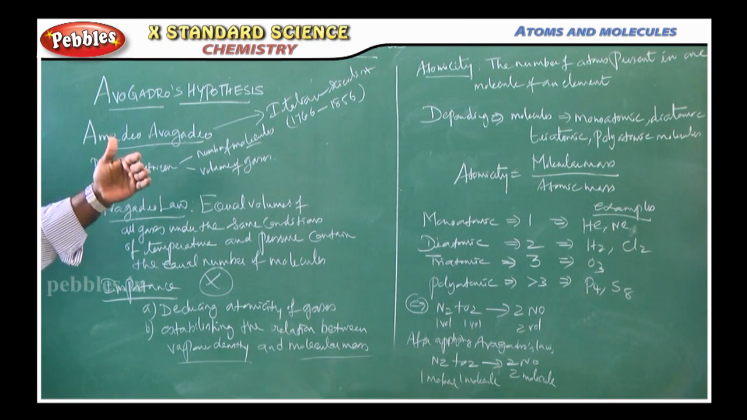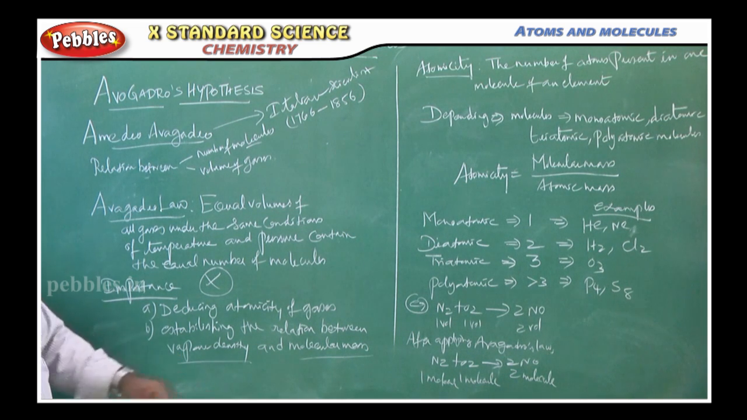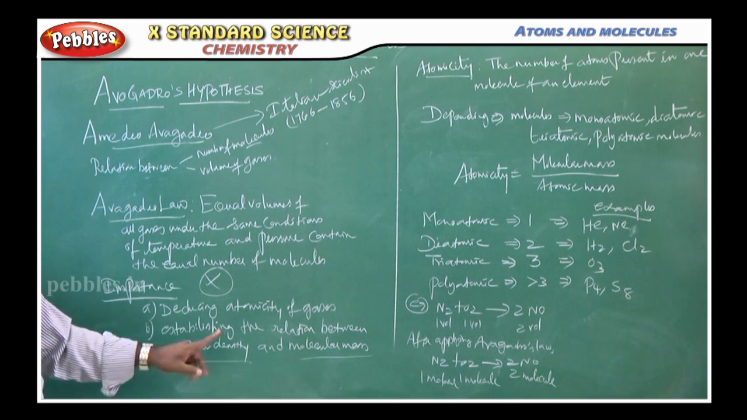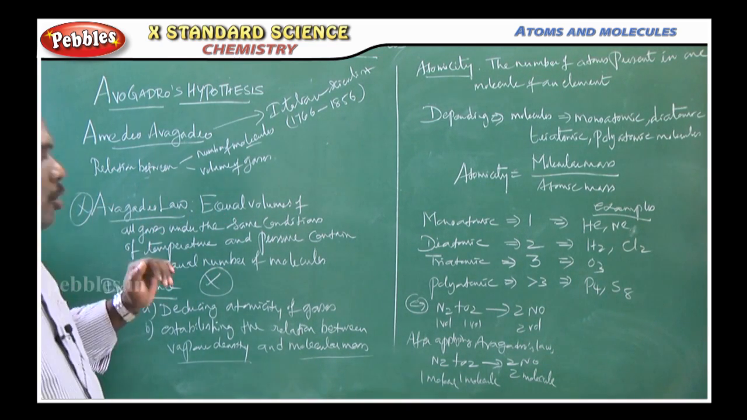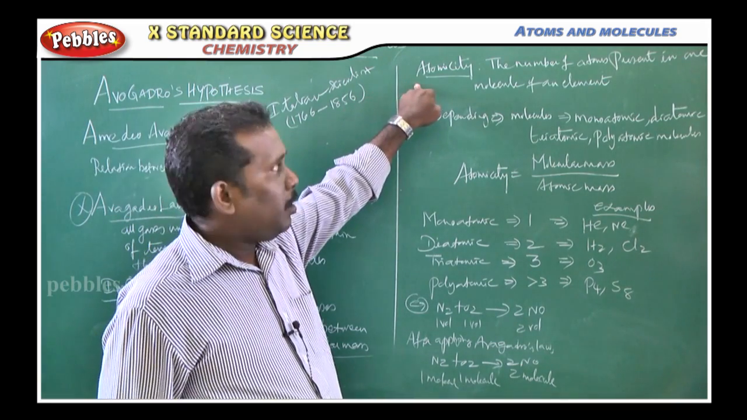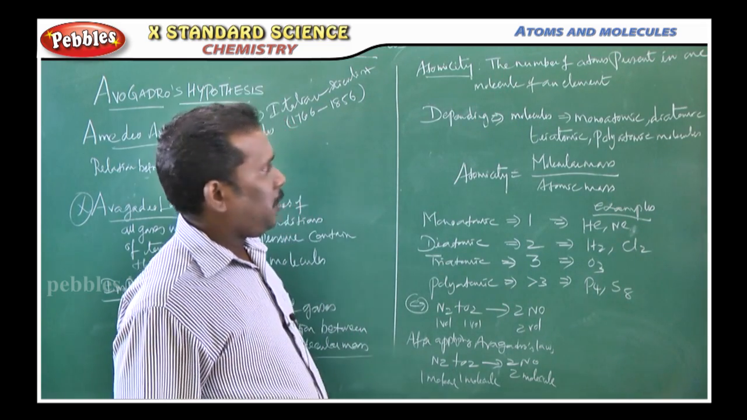Next we are going to discuss establishing the relation between vapor density and the molecular mass. The Avogadro law definition is a very important part: equal volumes of all gases under the same condition of temperature and pressure contain an equal number of molecules. I already explained atomicity: the number of atoms present in one molecule of an element.